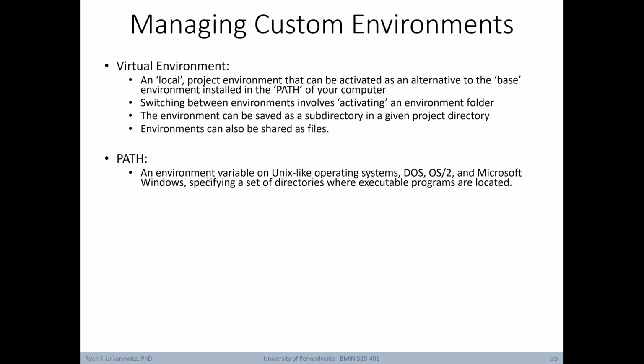And the path is an environment variable on Unix-like operating systems, DOS, OS/2, and Microsoft Windows, specifying a set of directories where executable programs are located. It basically tells your computer where to look for software that it's going to use again and again, so you don't always have to tell your computer where to look for it. It'll just automatically know: my user wants to use Python, we already know where it is, we're just going to use it.